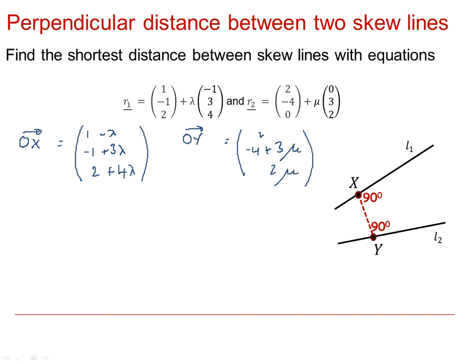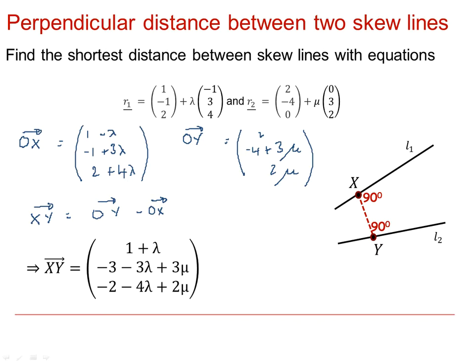From those we can then calculate a vector XY, remembering that XY is given by OY minus OX. So we just need to subtract those two, and we can see then that gives us the following. XY is (1 plus lambda, then minus 3 lambda plus 3 mu, and minus 2 minus 4 lambda plus 2 mu).